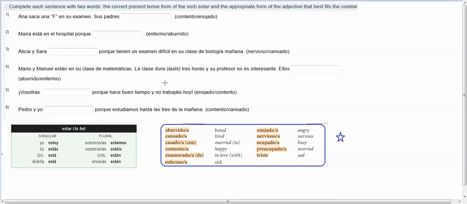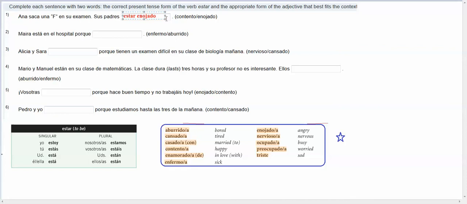So for example here it says, Ana saca una F en su examen. So she got an F on her test. Sus padres, are they contento? If you go down here, contento is happy, or are they enojado? Enojado is angry. They're probably angry. So what you're going to end up plugging in here is estar enojado. But we can't stop there because we need to make our estar match our subject.